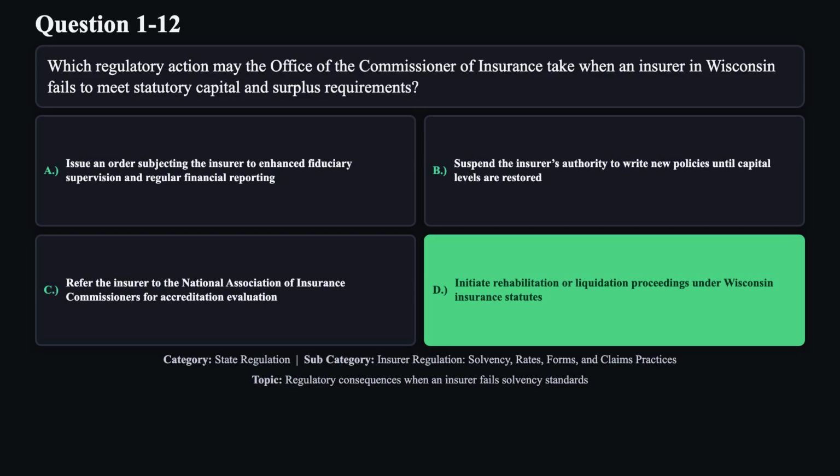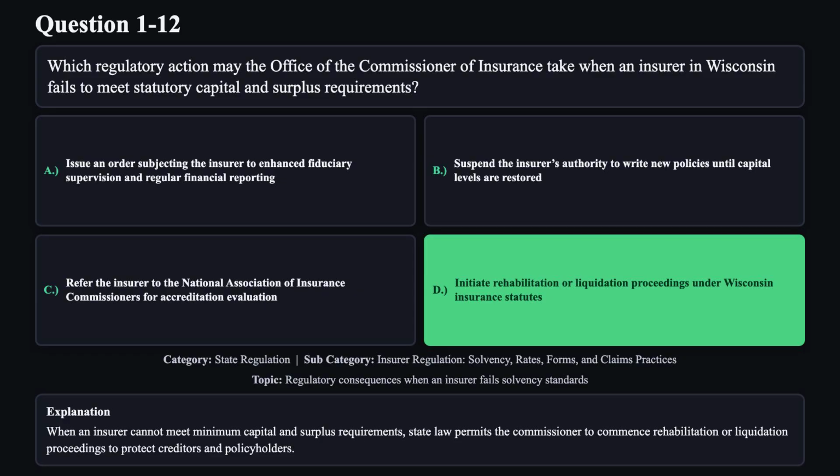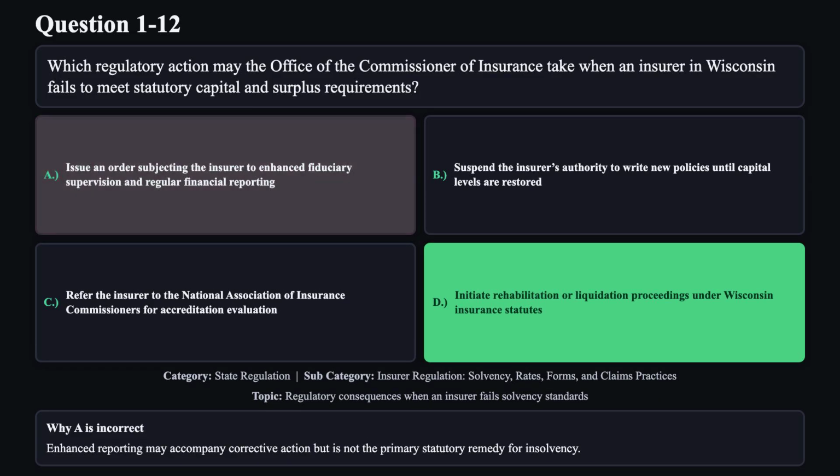The correct answer is D. When an insurer cannot meet minimum capital and surplus requirements, state law permits the commissioner to commence rehabilitation or liquidation proceedings to protect creditors and policyholders. Reason A is not correct. Enhanced reporting may accompany corrective action but is not the primary statutory remedy for insolvency.